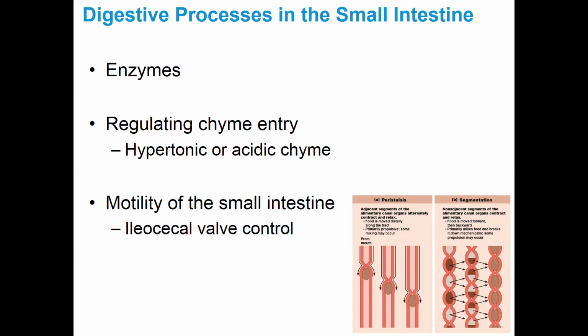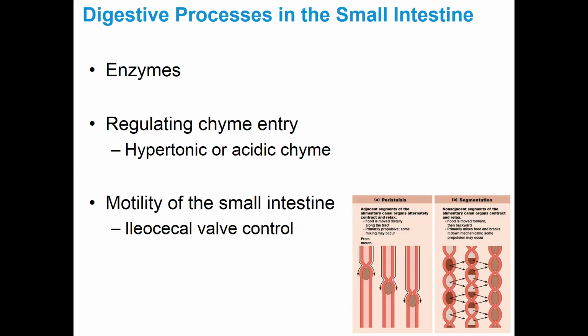All right, so some of this stuff kind of repeats with what we talked about with the stomach and gastric emptying. In terms of regulating chyme entry, as mentioned with gastric emptying, if the chyme entering the duodenum is hypertonic, so really concentrated, that's going to slow emptying into the small intestine, as does really acidic chyme, because again, that could cause damage to the duodenum.